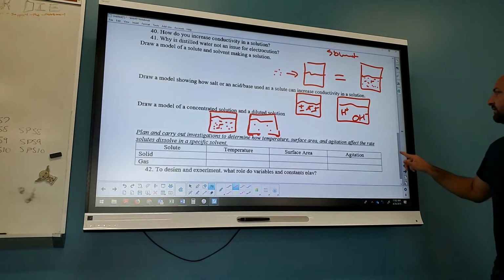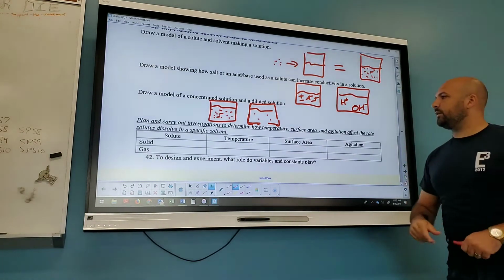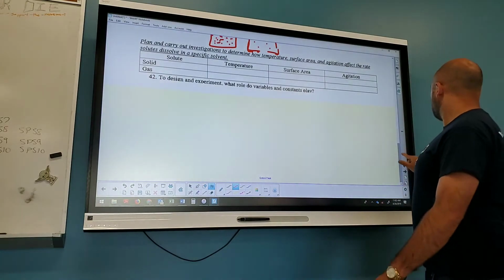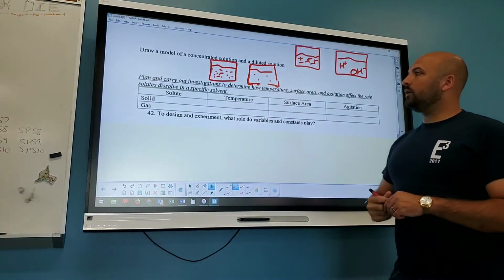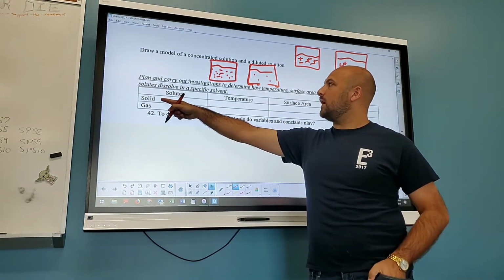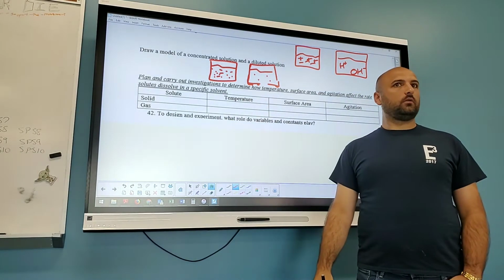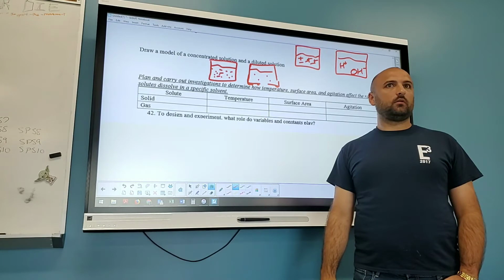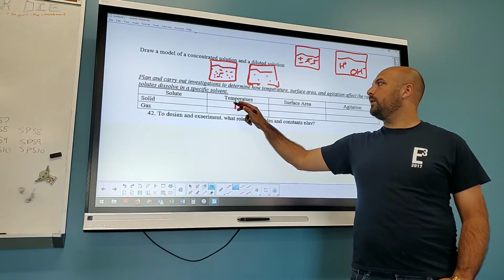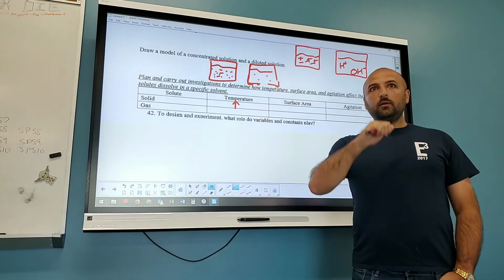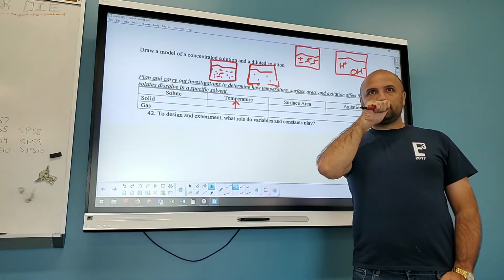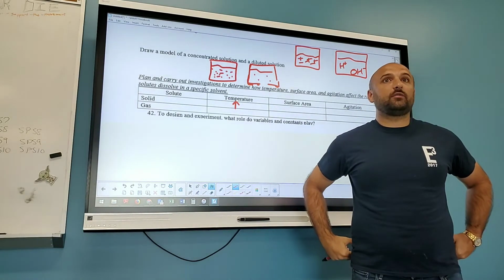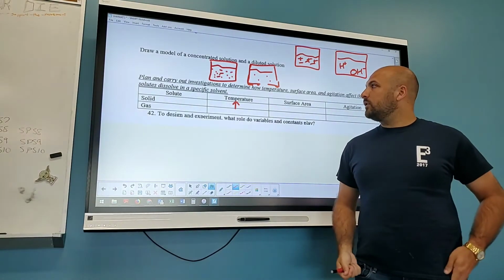Plan and carry out investigations into temperature, surface area, and agitation. So, let's talk about this. To increase the solubility of a solid, what do I want to do to temperature? To make that good Kool-Aid, what do I do? Increase temperature, right? So I can fit more what in there? Solute, yeah. Sugar in this case, right? For Kool-Aid. So, increase temperature for a solid.